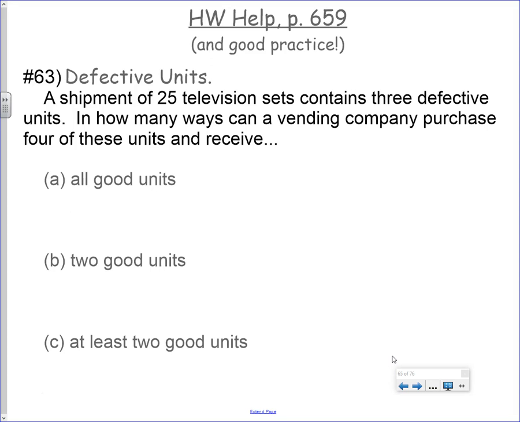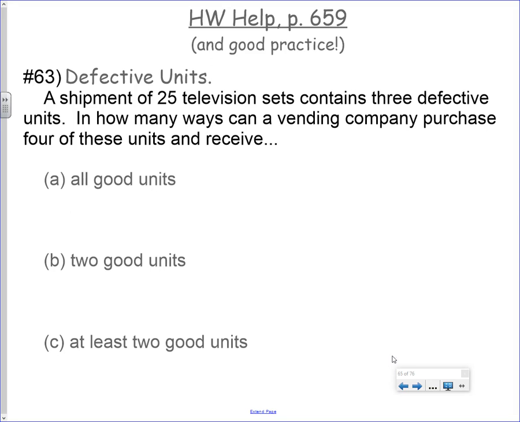25 TV sets. A shipment of 23. The odds are that you're going to contain 3 defective units, which is kind of sad, but sets. Anyway, and how many ways can a vending company purchase 4 of these units and receive, ooh, all good units? How many ways can they receive all good units?